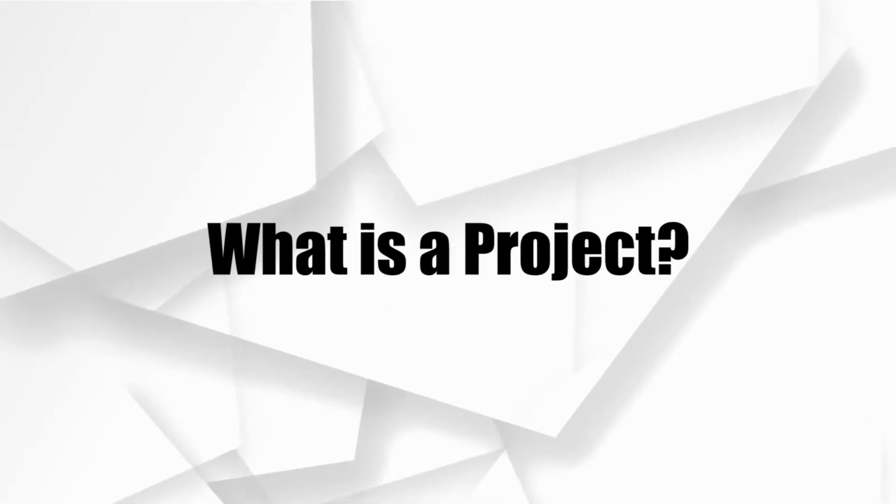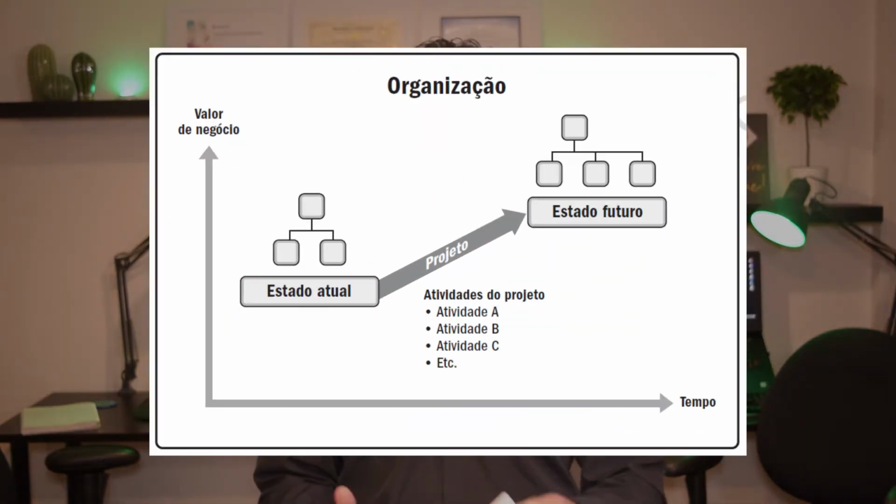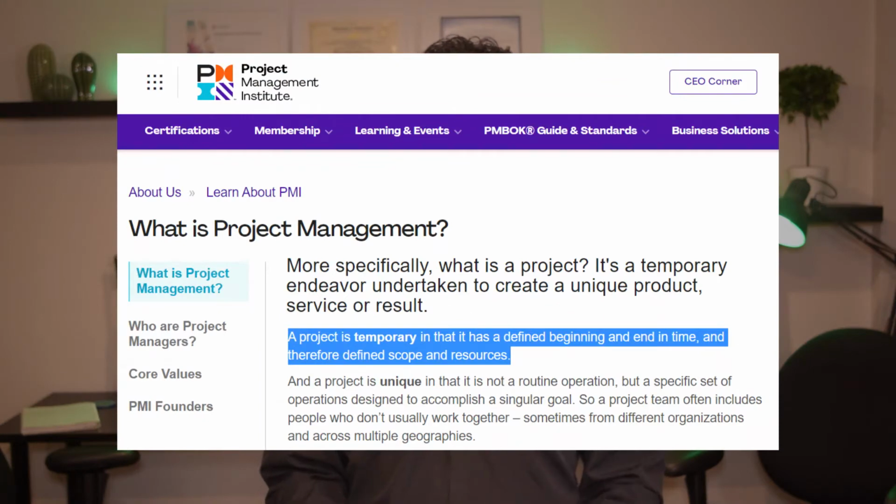What is a project? A project is a transition from a current state to a future state, and usually a better state. As per PMI, a project is a temporary endeavor undertaken to create a unique product, service or result. A project is temporary in that it has a defined beginning and end in time, and therefore defined scope and resources.